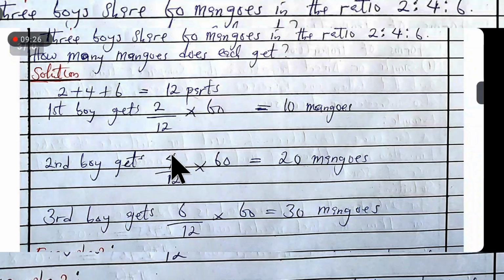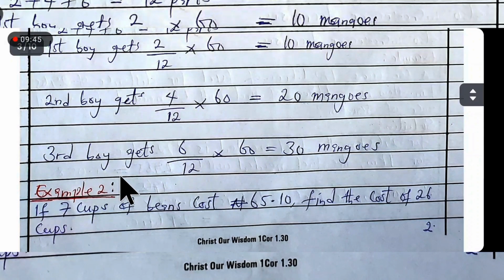Second boy will get 4 over 12 times 60. Why is it 4? Because the second boy has a ratio of 4. So 4 over the total parts we are sharing into times the number of mangoes. 4 times 60 divided by 12 will give us 20 mangoes. All right, so the third boy gets 6 over 12 times 60, which will give us 30 mangoes. So this is what they will get each: 10, 20, and 30.